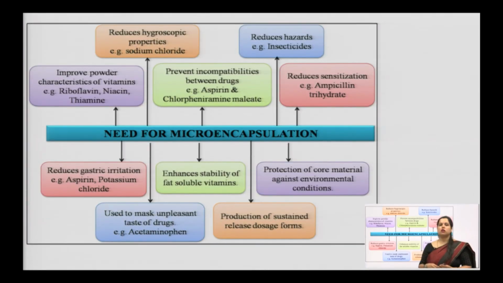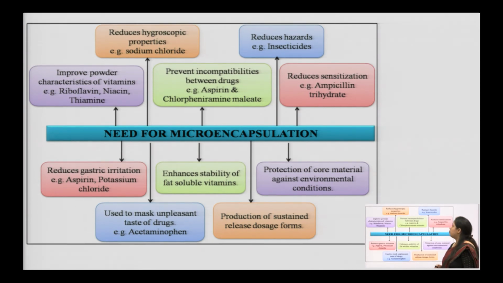Now, why are we choosing these microcapsules over the conventional? What is the need of making all these modified or small level particles in the pharmaceuticals? For the pharmaceuticals, we can improve powder characteristics of vitamins, for example, riboflavin, niacin, thiamine. These are the reported literatures which say that after converting the raw form of the drug into microencapsulated particles, we can have improved powder characteristics of vitamins.